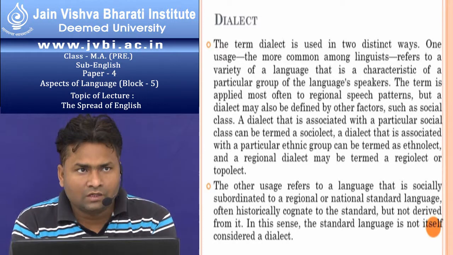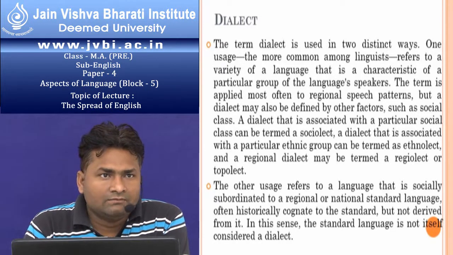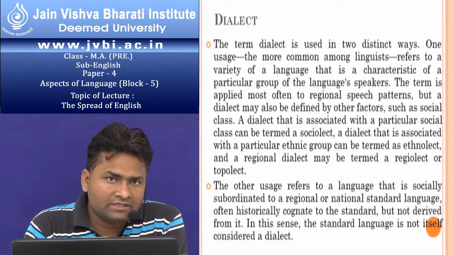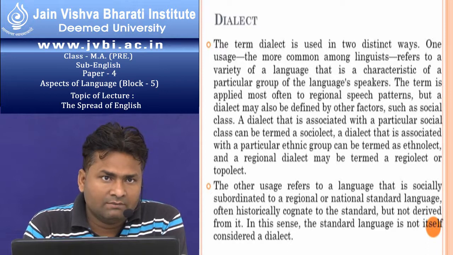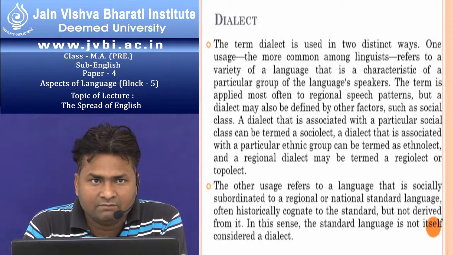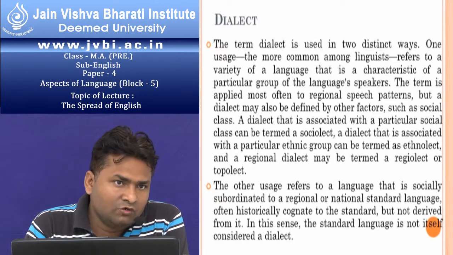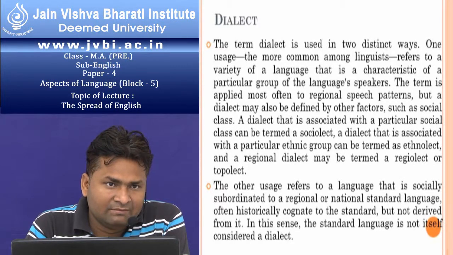Now we are going to talk about the dialect. The term dialect is used in two distinct ways. One usage, the more common among linguists, refers to a variety of a language that is a characteristic of a particular group of the language's speakers. The term is applied most often to regional speech patterns, but a dialect may also be defined by other factors, such as social class.